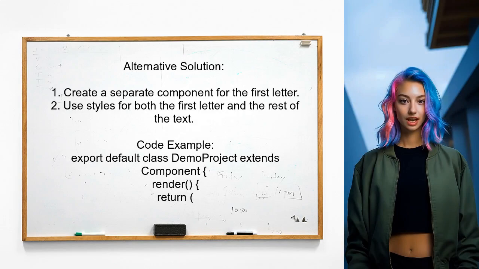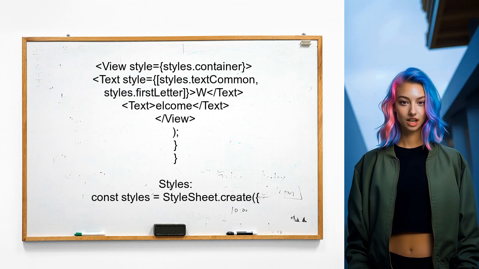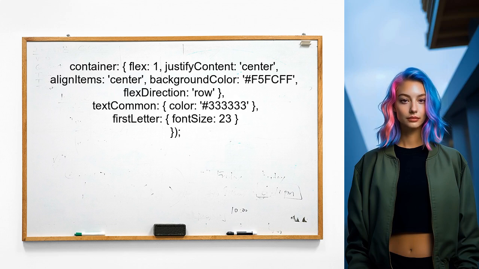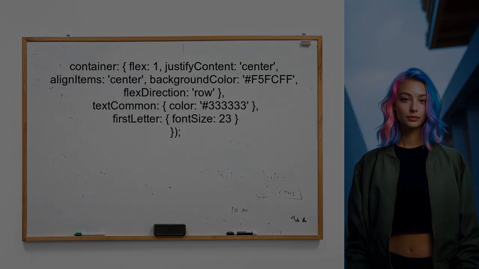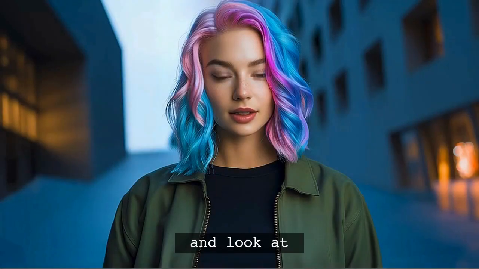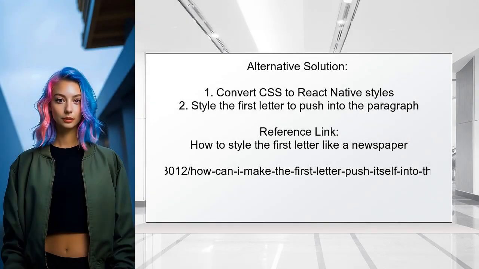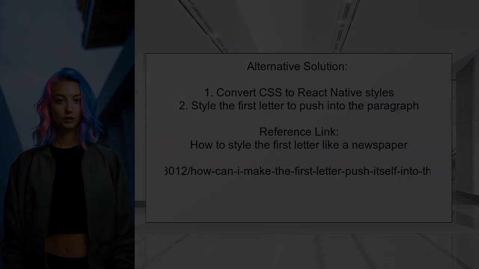An alternative approach, suggested by another user, involves using a slightly different structure. They recommend creating a component that renders the first letter and the rest of the text separately. In their code, they apply styles to both the first letter and the subsequent text, allowing for distinct font sizes. Let's move forward and look at another answer. An alternative solution suggests converting your CSS styles to React Native styles. This approach focuses on making the first letter push itself into the paragraph, similar to traditional newspaper styling.